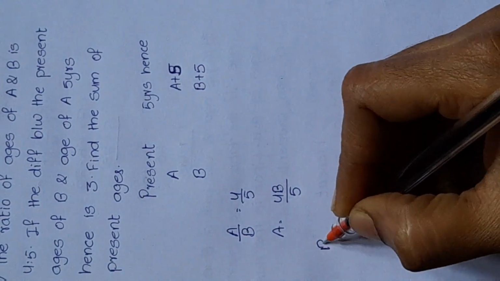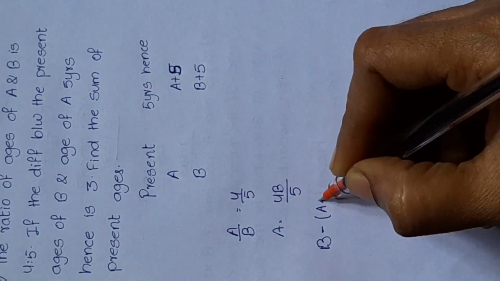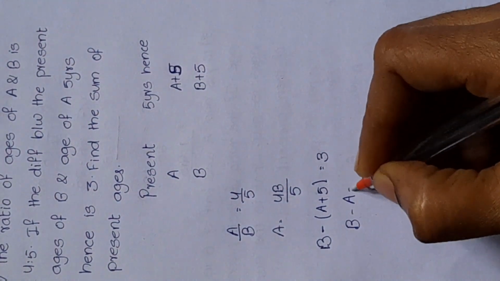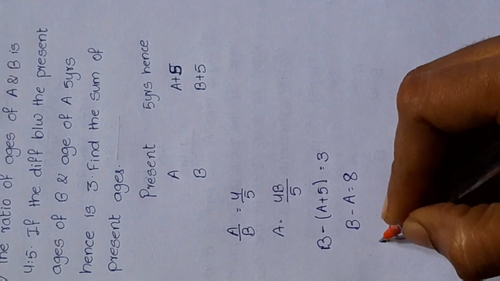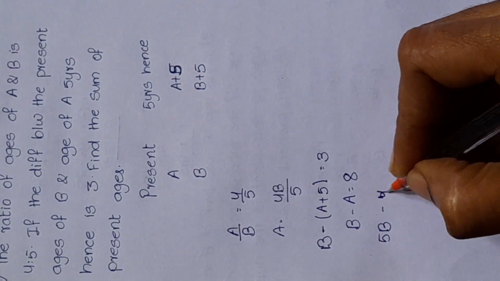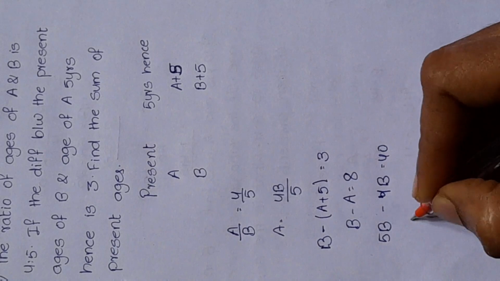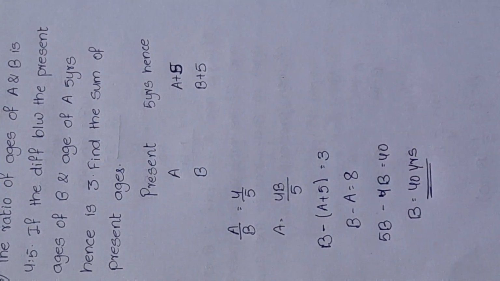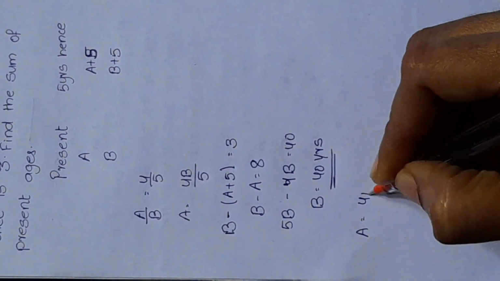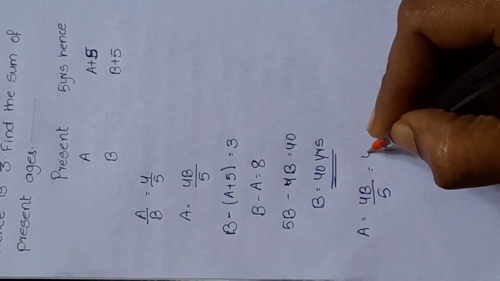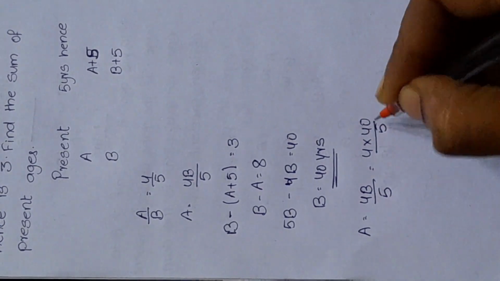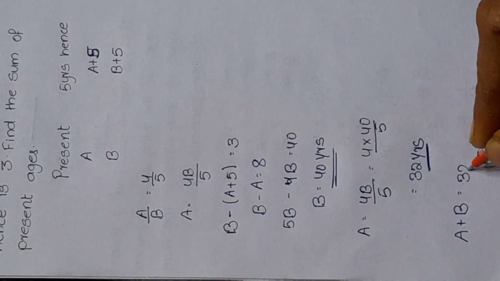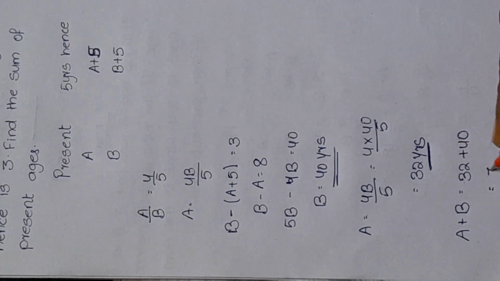But in the question it is given that B minus A plus 5, the difference is given as 3. So B minus A is equal to 8. 5B minus 4B is equal to 40. The value of B is 40 years. Now we should find the age of A. A is equal to 4B by 5. Substituting B is equal to 40, 4 into 40 by 5, 32 years. Sum of present ages of A and B is 32 plus 40, which is equal to 72 years.